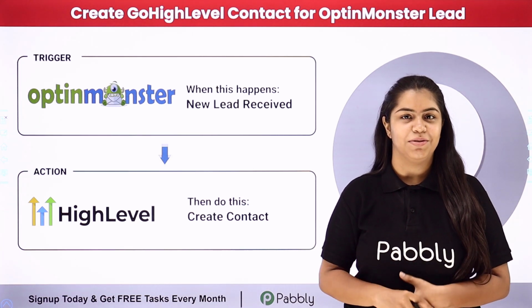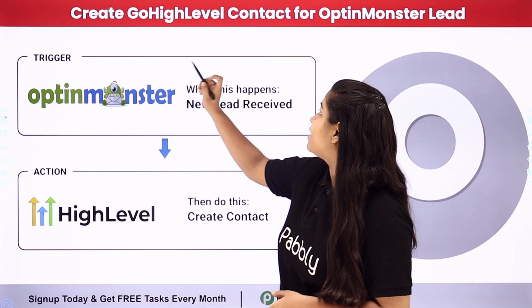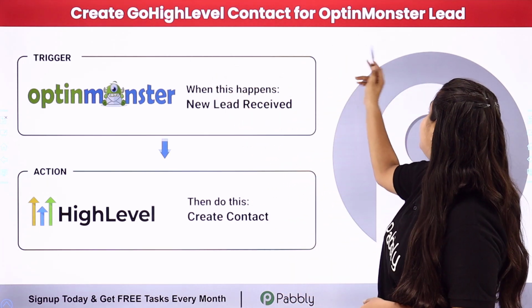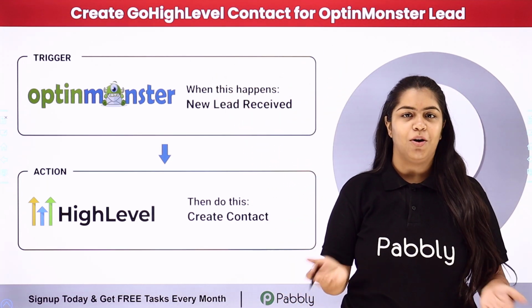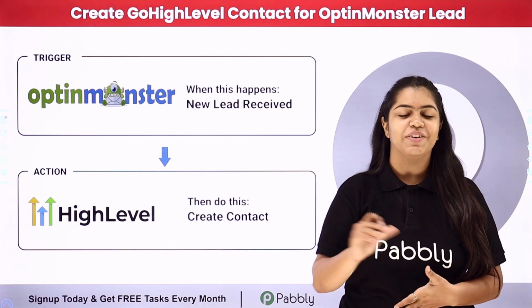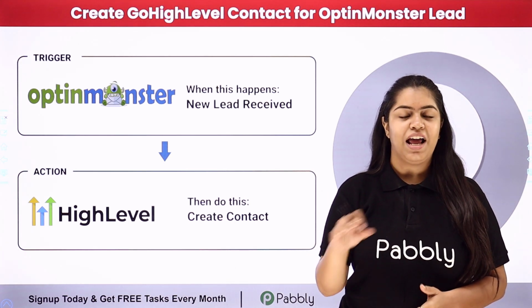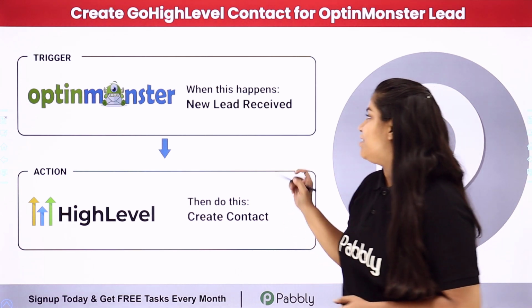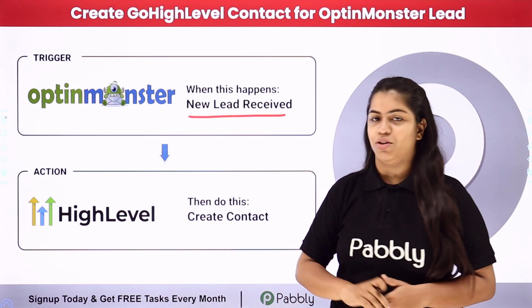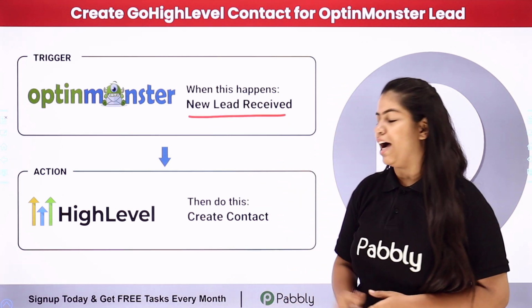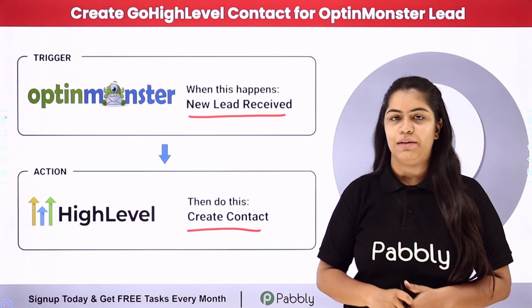So in this video we are going to understand how to create GoHighLevel contact for OptinMonster lead. So are you also using OptinMonster for your business? Then this video is definitely for you. So over here I am doing the same, and I wish that as soon as a new lead is received in my OptinMonster account, automatically a GoHighLevel contact should be created with the same details.